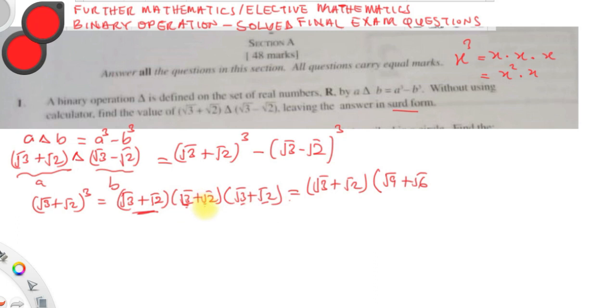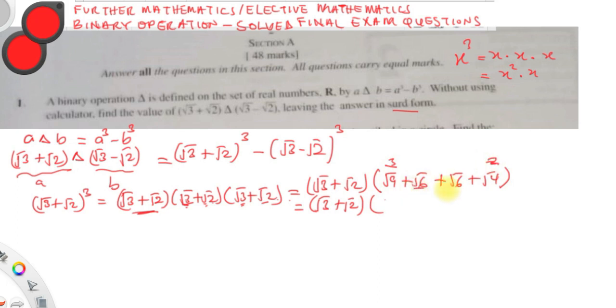Then the next terms: square root of 2 times square root of 3 gets square root of 6 again, and then plus square root of 2 times square root of 2 gets square root of 4. So this is what we expanded. Square root of 9 is the same as 3 and square root of 4 is 2. Have you seen? So we have 3 and 2, and let us simplify it here.